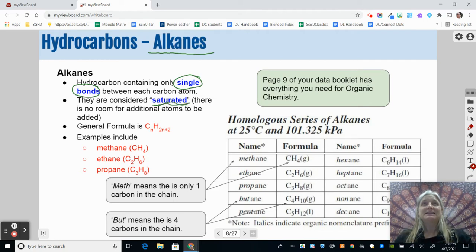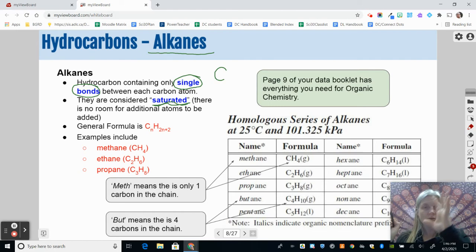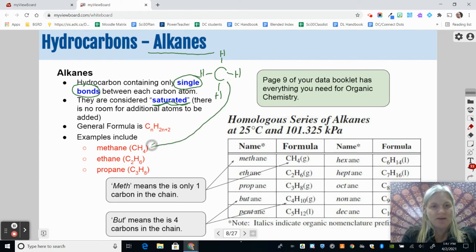That means they contain as much hydrogen as they possibly can. So if you have a single carbon compound and you only want one carbon in that compound, all 4 bonds around that carbon are going to be filled with hydrogen. And that means it's saturated. Every bond carbon has is filled with hydrogens. So this is actually an example of methane I've just drawn out, CH4.